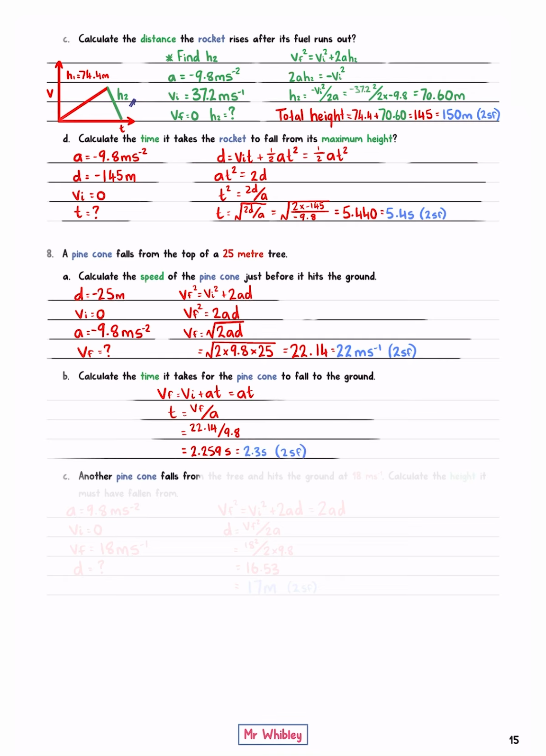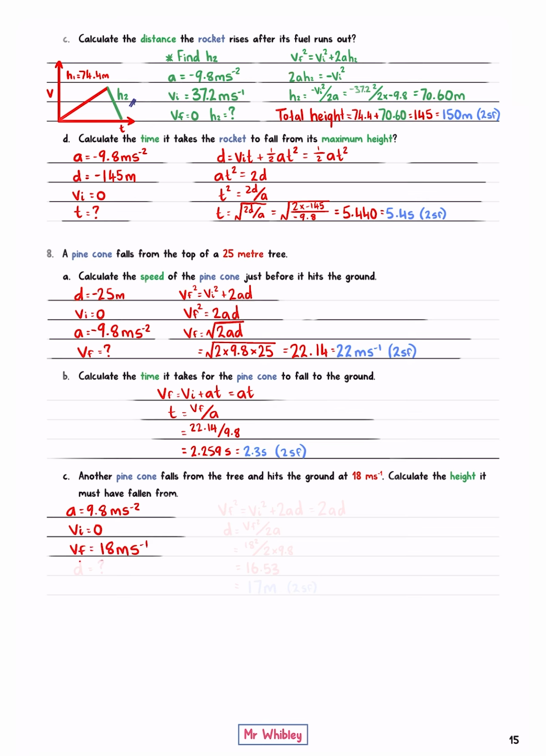Another pine cone falls from the tree and hits the ground at 18 meters per second. Calculate the height it must have fallen from. Our acceleration is 9.8, our initial velocity is 0, it reaches a speed of 18 meters per second, and we're interested in finding the distance.